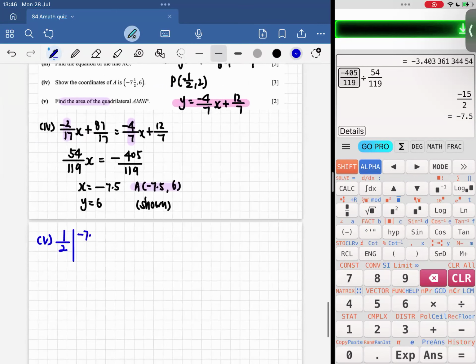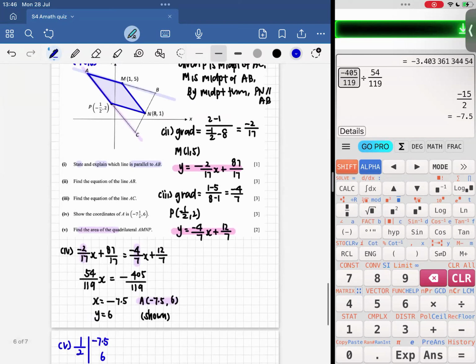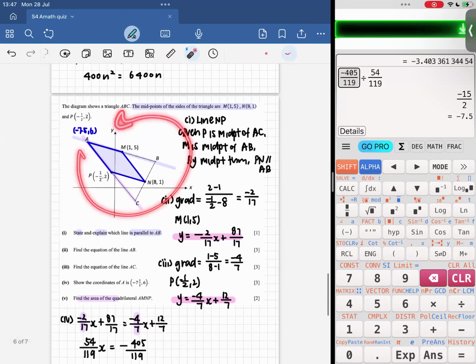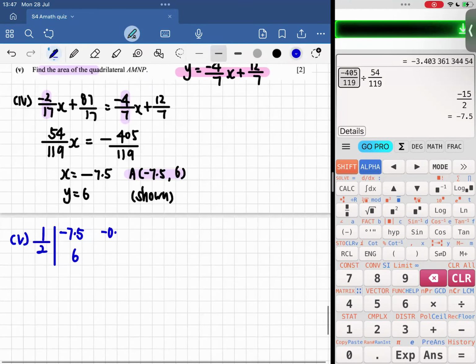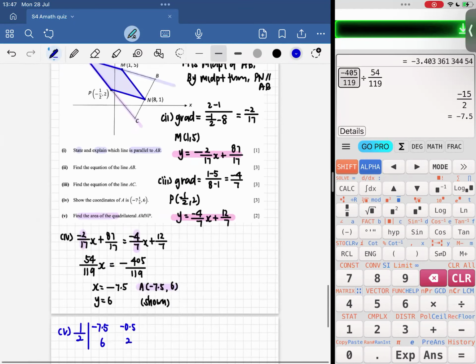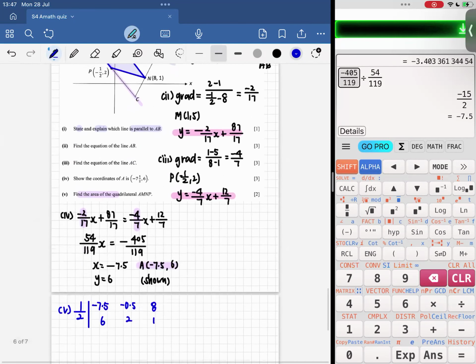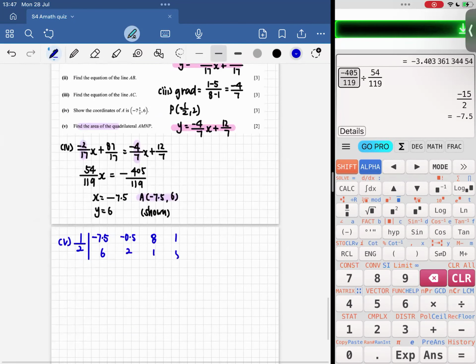Okay, so (-7.5, 6). You're also going to end at (-7.5, 6). Remember, you're going anti-clockwise. So anti-clockwise is where? Opposite of a clock, right? So anti-clockwise, then you will take down your next coordinate, which is (-0.5, 2). Okay, I like to write in decimals. It's (8, 1), (1, 5), (-7.5, 6).